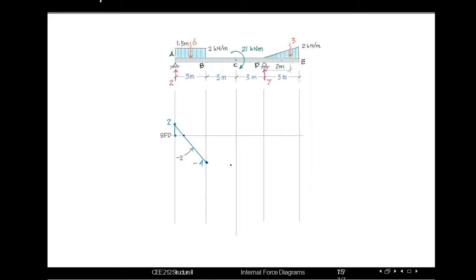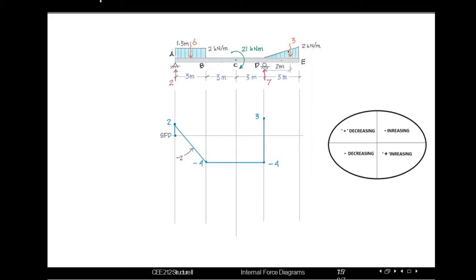Moving from B to C, we can see no loads, so the line will be continuous, and up to D there is no load. Here is a moment, but we know that this moment will not come in the shear force diagram. It will rather come in our bending moment diagram. So in between B and D there are no loadings, so the line will be a continuous one. At point D, it's facing a 7 kilonewton reaction upward, so minus 4 plus 7, in total it will be plus 3.